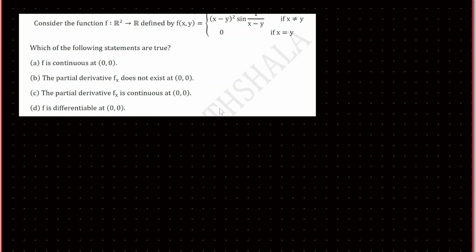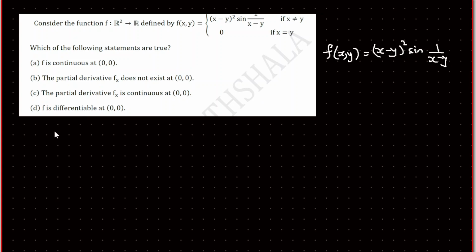Okay, so here we have the question: f is a function from R² to R such that f(x,y) is given to be (x − y)² times sin(1/(x − y)). And we're asked to check if it is continuous, if the partial derivatives exist, if the partial derivatives are continuous, and if it's differentiable. Let's start off with the first option.